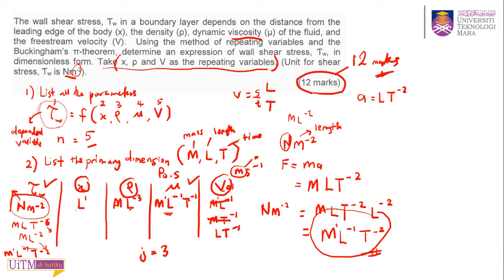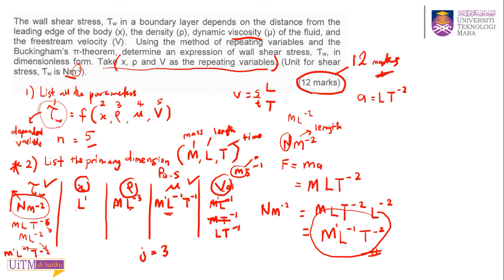When we do the primary dimension, this step is very crucial. You need to be very careful and remember what tau is, and what they give you, Newton per meter squared. You need to be careful what the primary dimension for Newton is and what the dimension for meter is. That's how you can solve the question correctly.